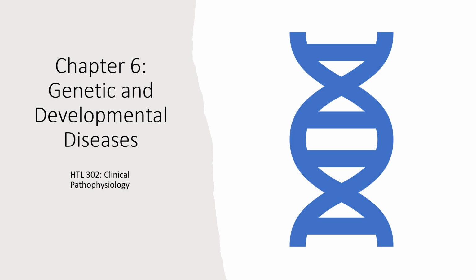All right, welcome to Chapter 6, Genetic and Developmental Diseases. This is one of those chapters that sounds intimidating right out of the gate, but I promise we're going to break it down into pieces that actually make sense. This chapter is really about how things can go off script during development, whether that happens at the level of a single gene, an entire chromosome, or because the developing embryo or fetus is exposed to something it shouldn't be.